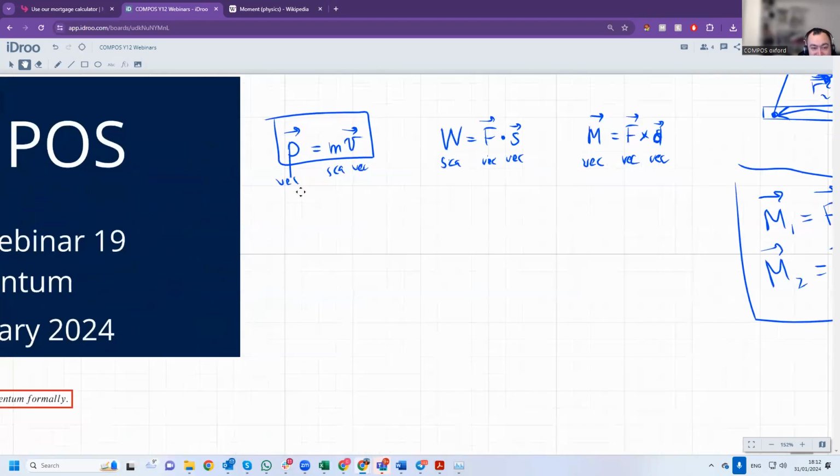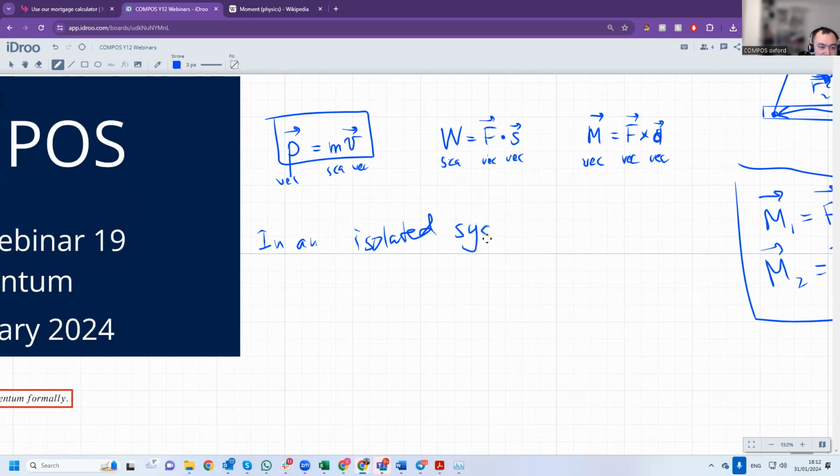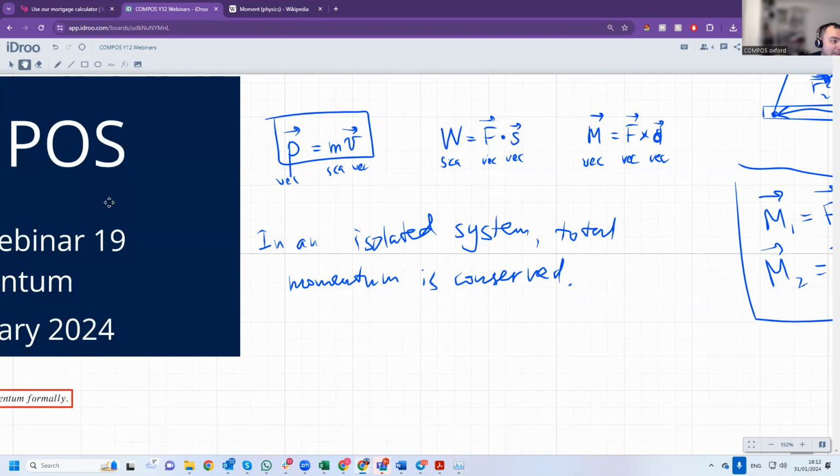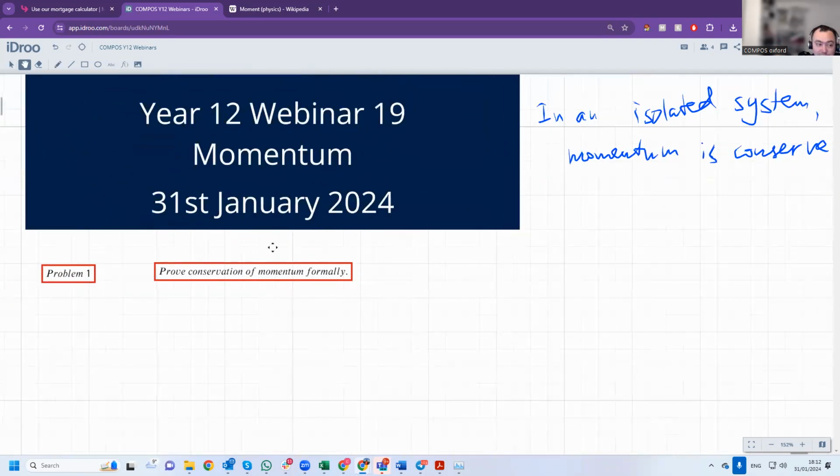Now, in an isolated system, momentum is conserved. That's what they say. In an isolated system, the total momentum is conserved. When you did GCSE, they told you momentum is conserved. In A level, you have a slightly better definition: in an isolated system, momentum is conserved. That's important. The isolated system means no external forces.